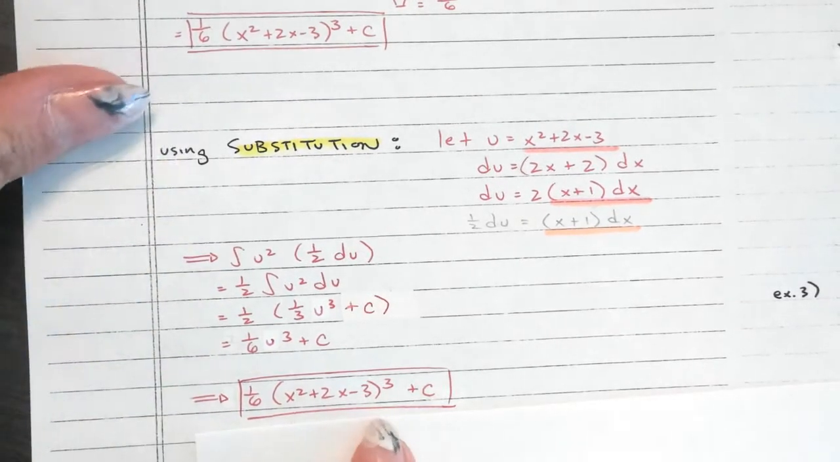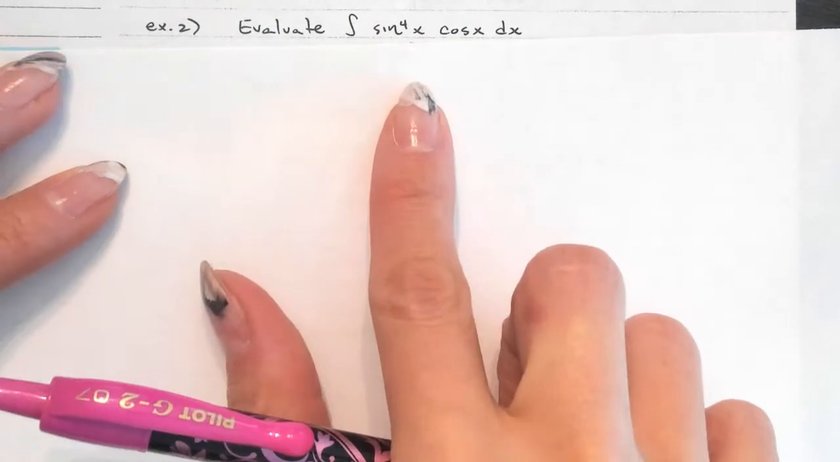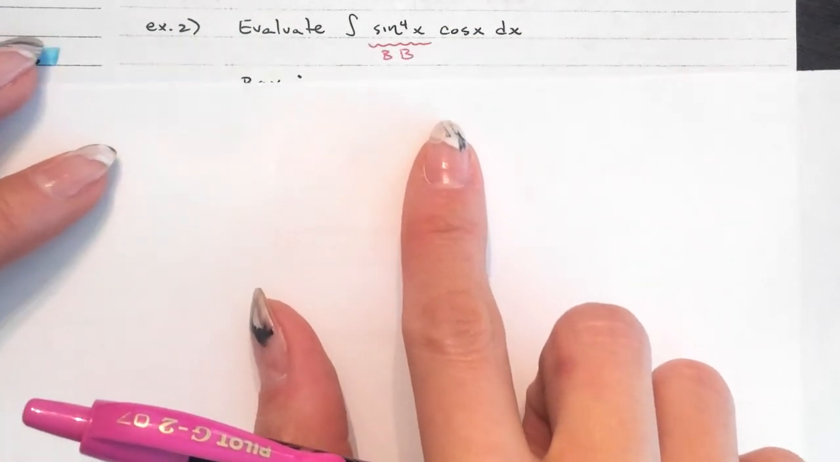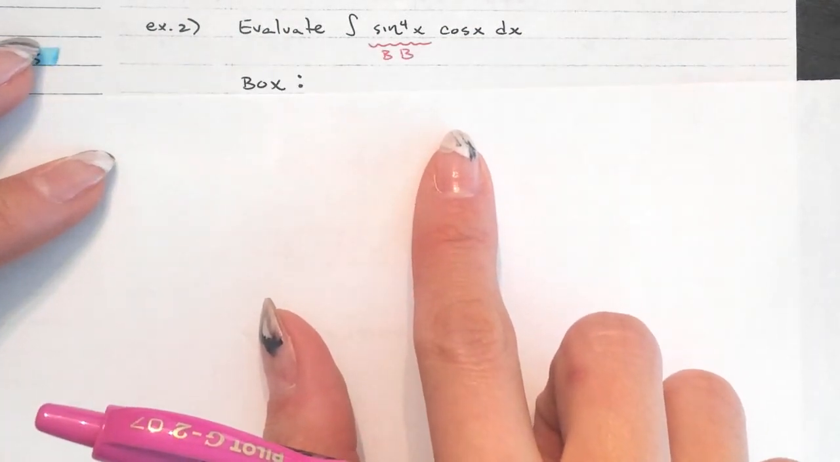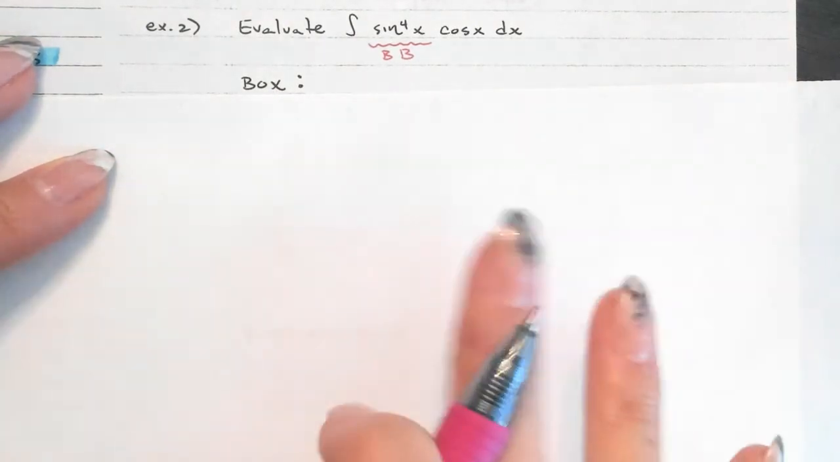Okay, so for number 2, you're going to do the box method or big brother method, and that's going to be the first one. So if you do big brother method or box method, you're going to get some answer. So do it yourself and then check your work.